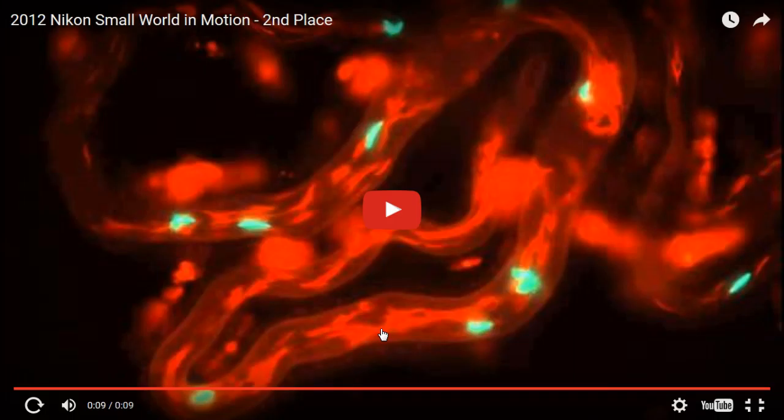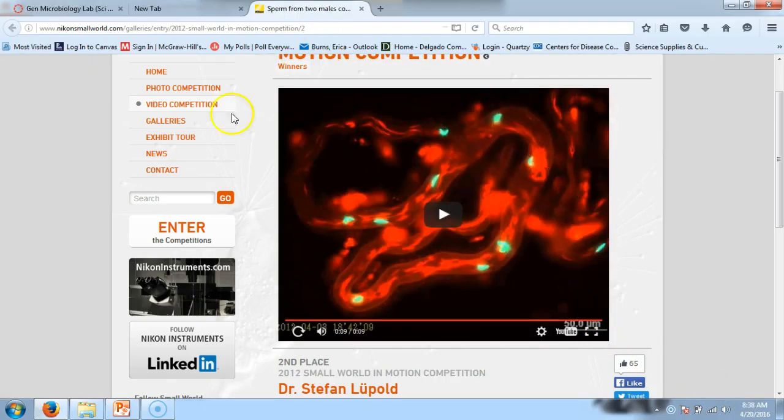Kind of interesting, right? None of this would have been made possible if they weren't able to genetically alter the sperm so that they could see the difference between one male's sperm and another male's sperm. Scientists think of these things. No, not really.